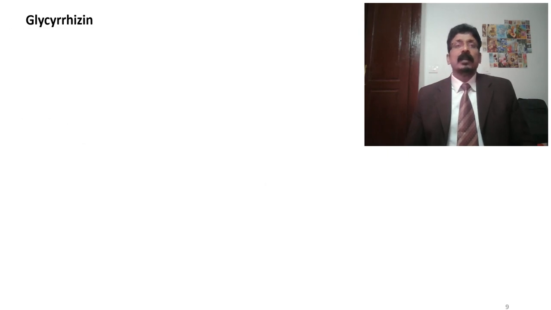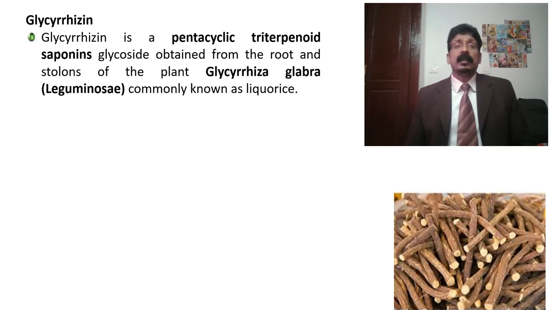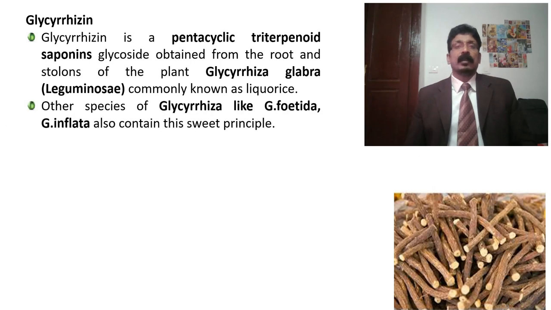Now we are coming to glycyrrhizin, the licorice root which we have already studied. Glycyrrhizin is a pentacyclic triterpenoid saponin glycoside obtained from the roots and stolons of Glycyrrhiza glabra, leguminaceae family, commonly known as licorice. Other species, Glycyrrhiza foetida and Glycyrrhiza inflata, also contain this sweet principle.